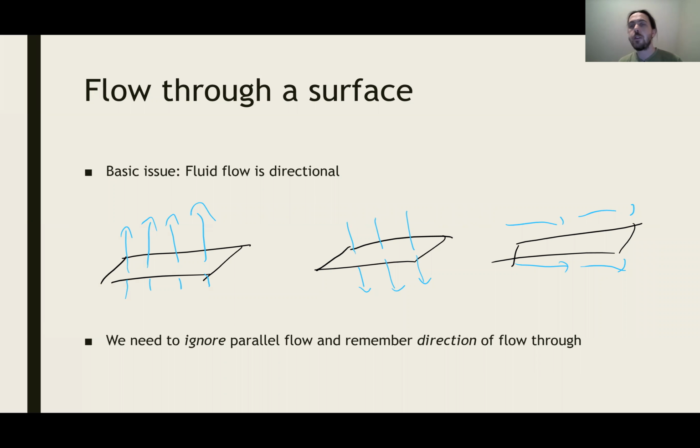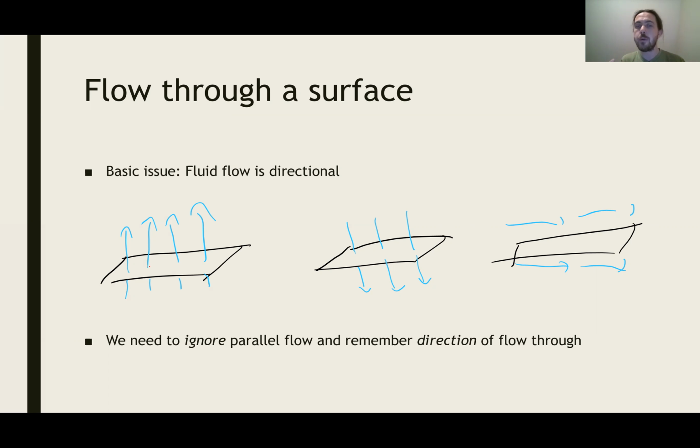The main issue that we come up with here is that fluid flow is directional. For example, we could have a fluid that's flowing upwards through a surface or a fluid that's flowing downwards through a surface, passing from one side to the other. Those are measured as two different things. Or if we have a fluid that's flowing parallel to the surface, then there's not actually anything switching from one side of the surface to the other.